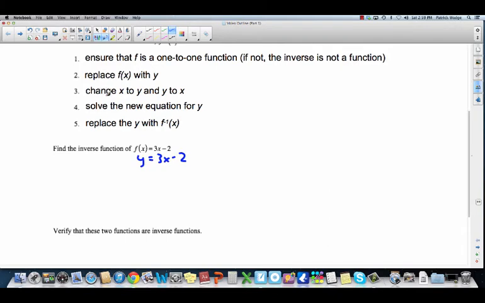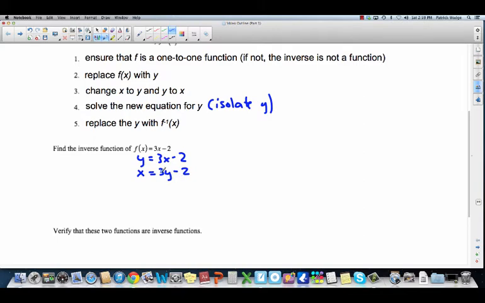Second step, our third step, I suppose, change x to y and y to x. So it's just like it sounds. Change this y to x, change that x to y, and we're done that step. Next step, step 4, solve the new equation for y. In other words, isolate y. I want to get that y by itself.